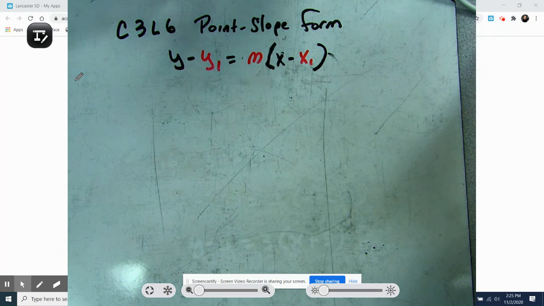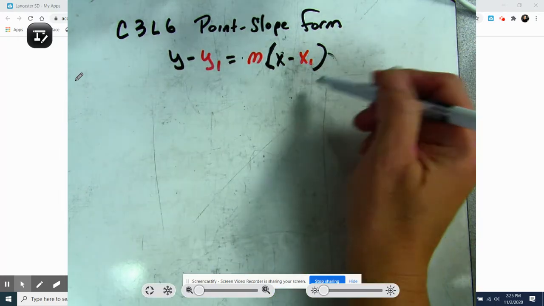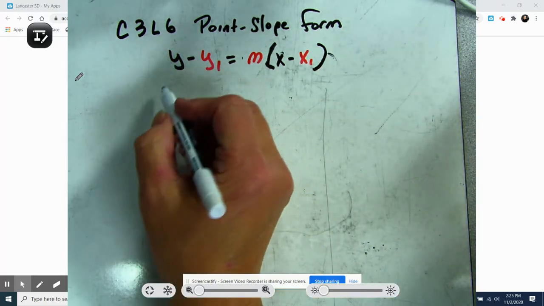So in order to write something in point slope form, you must be given both a point and the slope, or 2 points, so that you can solve for slope. So for point slope form, you're going to replace y1, m, and x1 with the information given. You are then going to turn this point slope form into slope intercept, and I'll show you that.